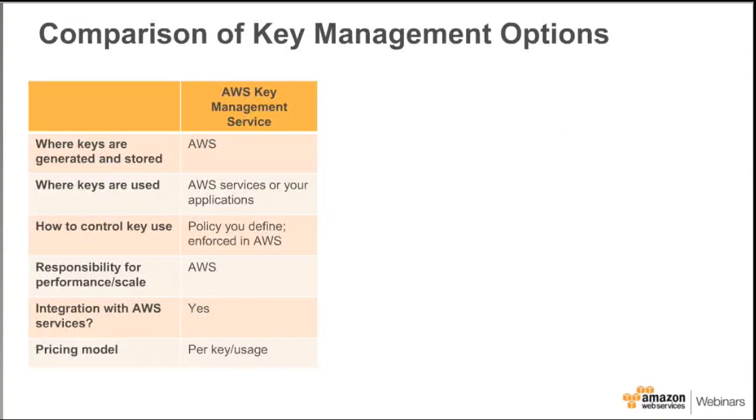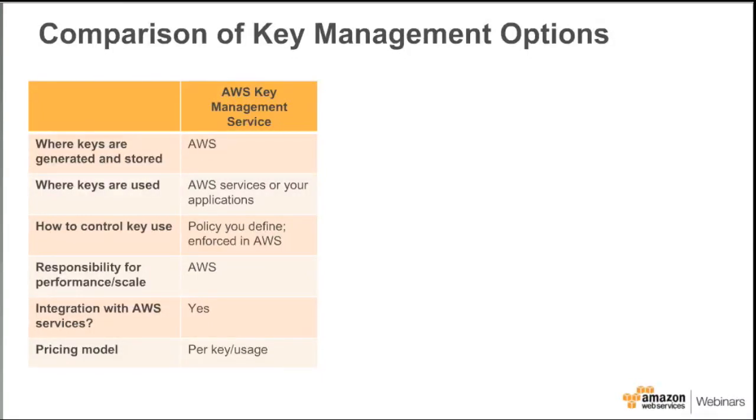So this final table tries to go through some of the key questions that I asked about and compare the various options. So just to walk through this really quickly, the key management service, AWS is storing and protecting your keys. The keys are used either inside your own applications or by AWS services when you want them to use your keys. And you have complete control over how and when these keys are used. AWS provides all of the performance and scalability and provides an integrated experience through other AWS services.